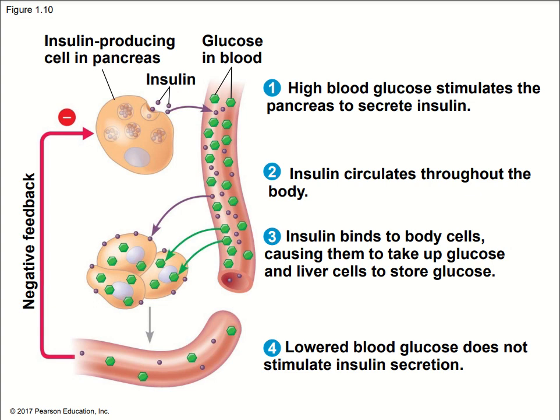High blood glucose stimulates the pancreas to release insulin. Insulin then circulates throughout the body and binds to body cells, causing them to absorb glucose, and liver cells to store more glucose than they were. This results in lowered blood glucose, and the lowered blood glucose no longer stimulates insulin secretion.